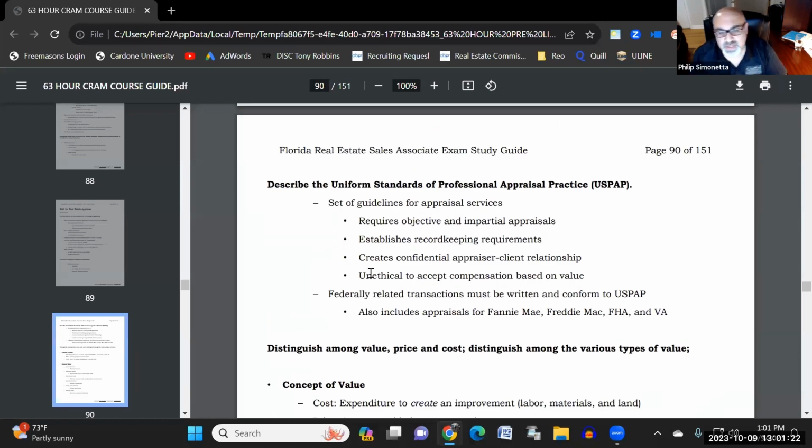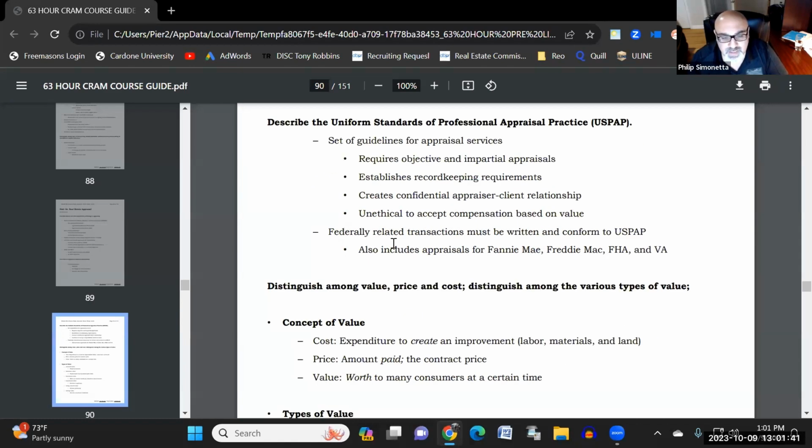Describe the Uniform Standards of Professional Appraisal Practice, the USPAP. It's a set of guidelines for appraisal services. It requires objective and impartial appraisals, establishes record-keeping requirements, and creates a confidential appraiser-client relationship, which is the appraiser and the bank, right? It's unethical to accept compensation based on value. Federally related transactions must be written to conform to USPAP. Also includes appraisals for Fannie Mae, Freddie Mac, FHA, and VA. Okay, all federally guaranteed mortgages.